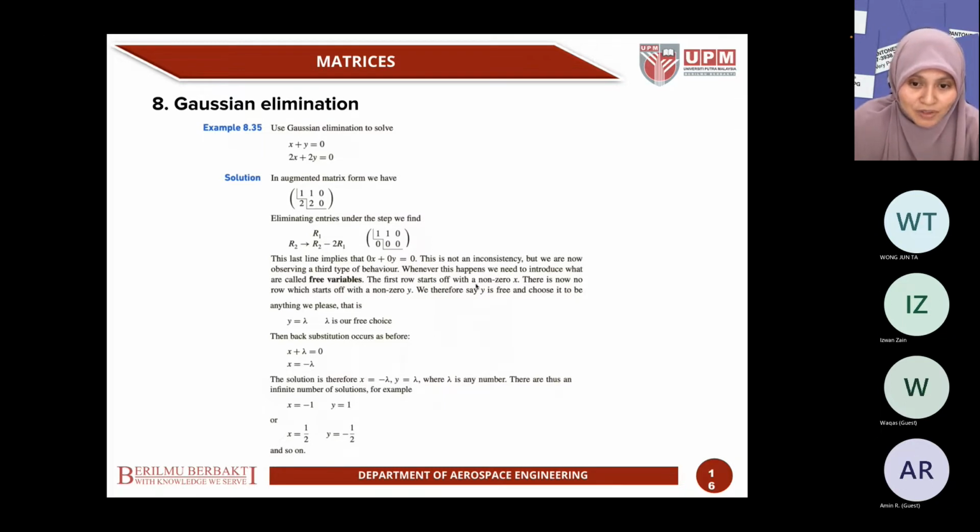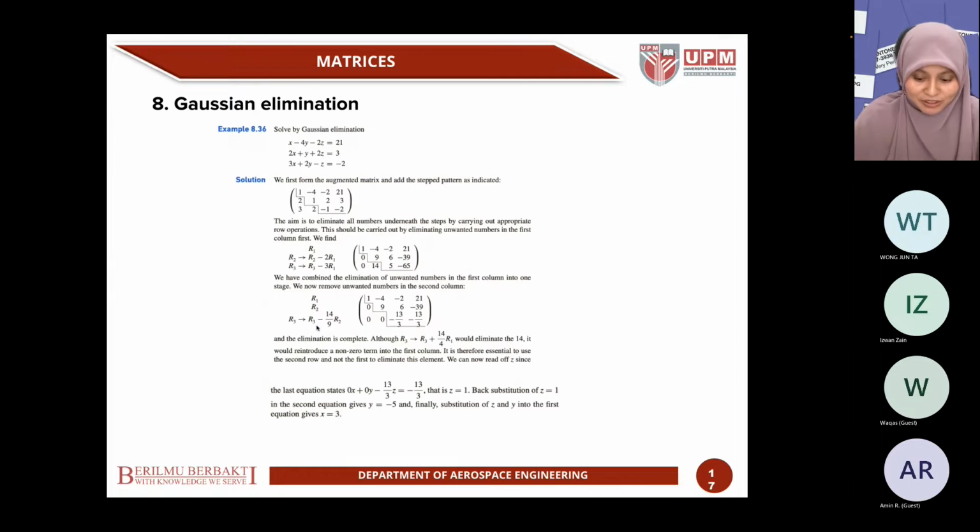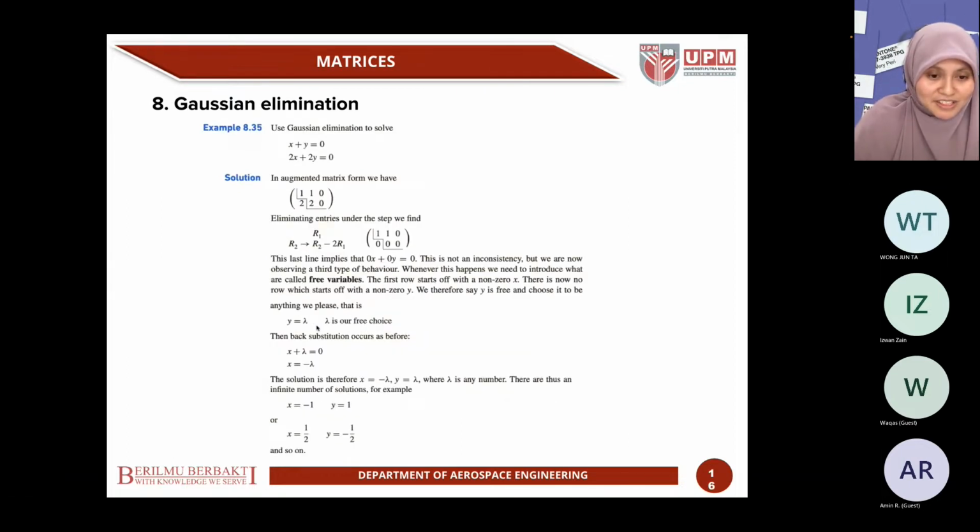The first row starts off with a non-zero x. There is now no row which starts off with a non-zero y. Just go directly to the answer. So for example, it means that we have to introduce a variable. So here we just introduce a lambda, a variable. We just say that y equals lambda. So our free choice or free variable.